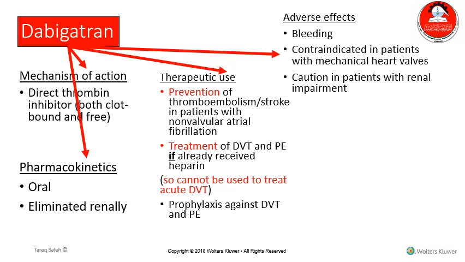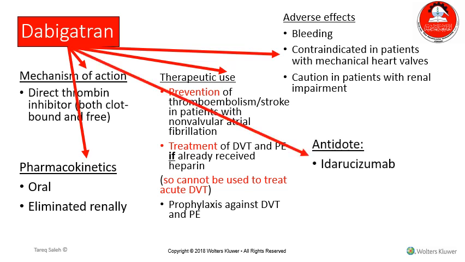Also remember that dabigatran should be used with caution in patients with renal disease because it's excreted renally. Fortunately, we have an antidote for the treatment of dabigatran toxicity, and that is the drug idarucizumab.